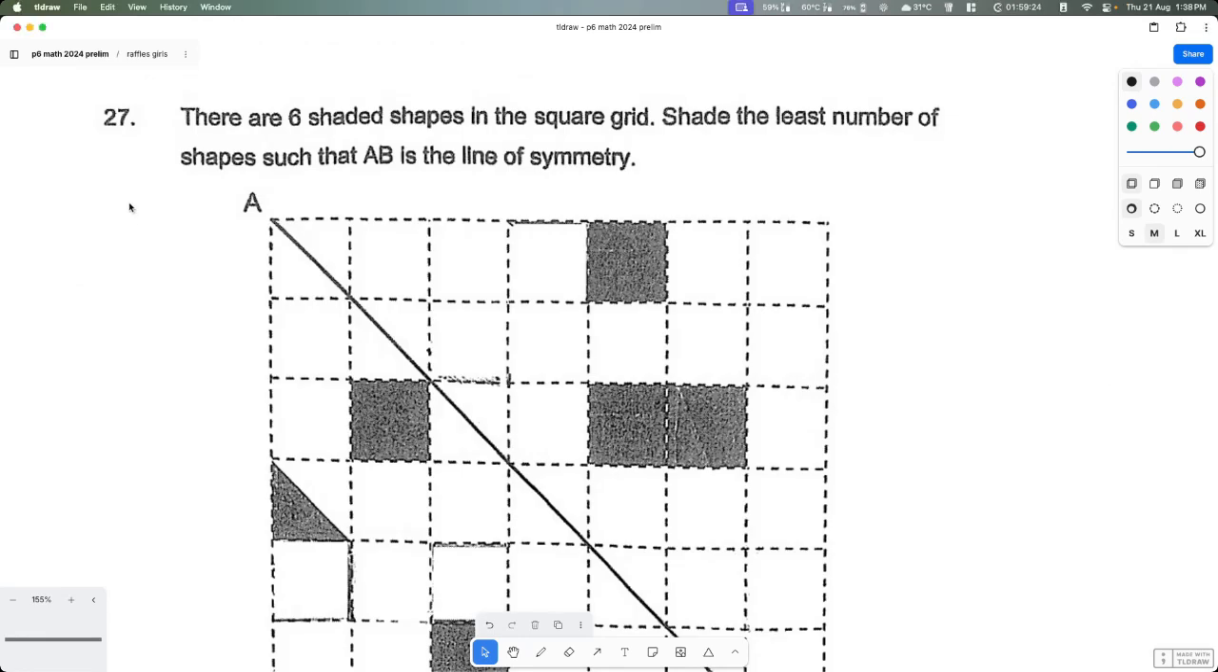All right, so question 27. There are 6 shaded shapes in the square grid. Shade the least number of shapes such that AB is a line of symmetry. So you always want to see the diagonal, right? Okay, so I'm just going to draw one over here. One diagonal, and then the other one is half of a triangle. So I'm going to draw a triangle like this.